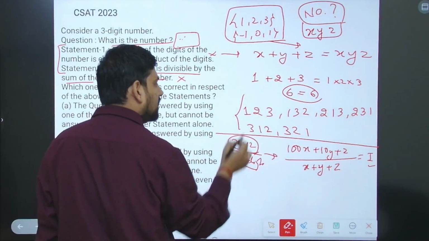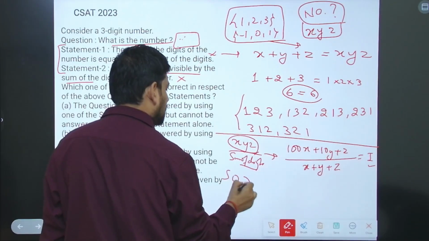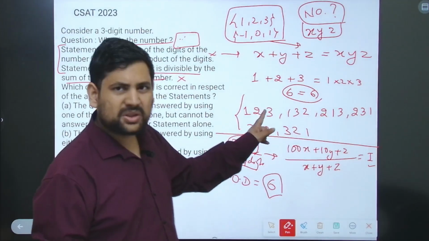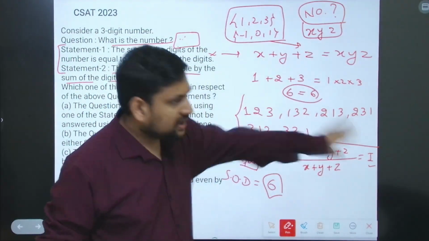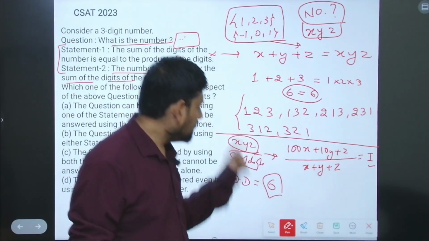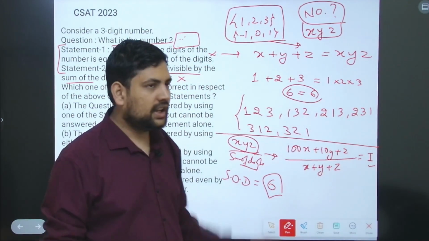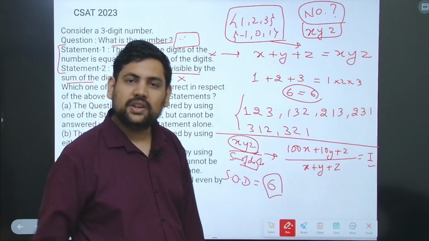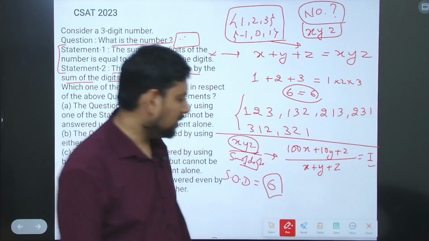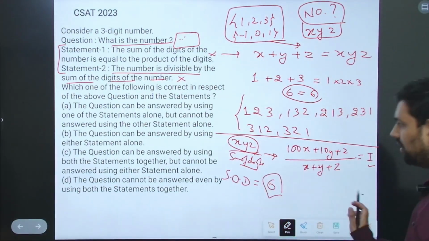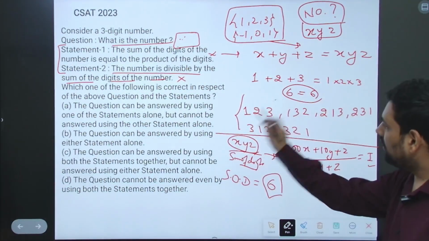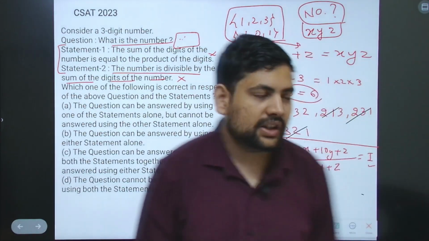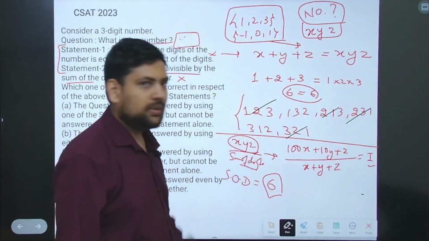Now, what is the sum of digits for all of them? The sum of digits for all of them is 6. You understand this? 1 plus 2, 3, 3 plus 3, 6. So the sum of digits for all of them is 6. Now, if 6 has to divide any of these numbers, first thing, it has to be even. 6 cannot divide an odd number because 6 is even itself. 6, 12, 18, 24, all of them are even. So first let's eliminate all those that are odd. Odd, odd, odd, odd, odd. How many am I left with? I am left with 2 options, 132 and 312.